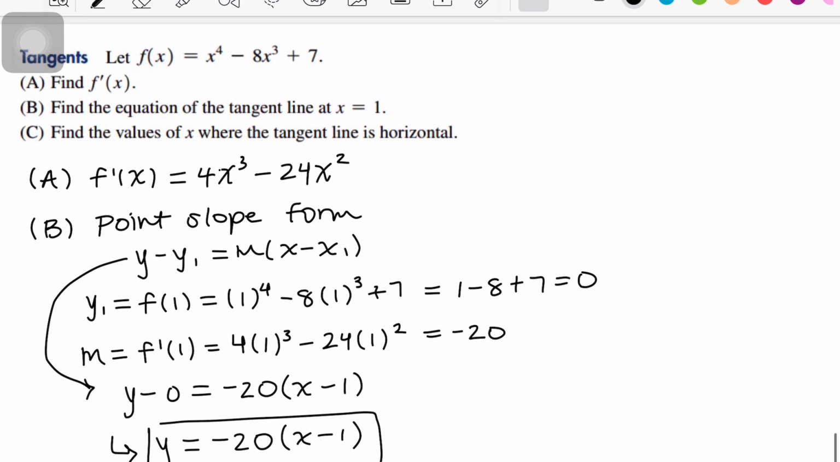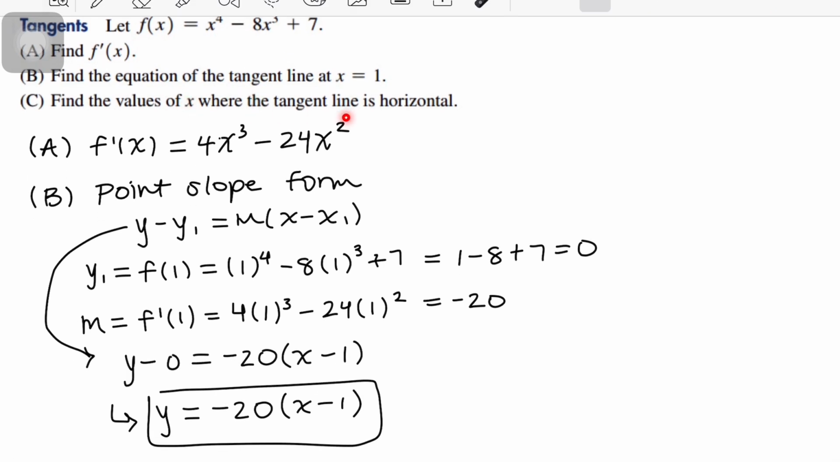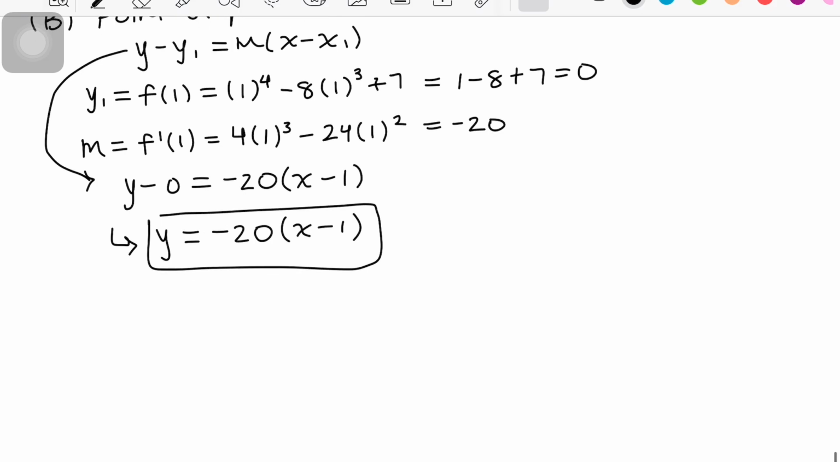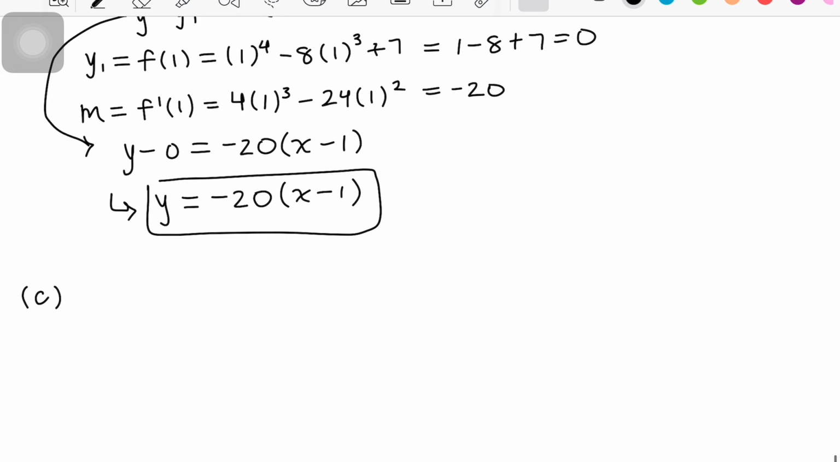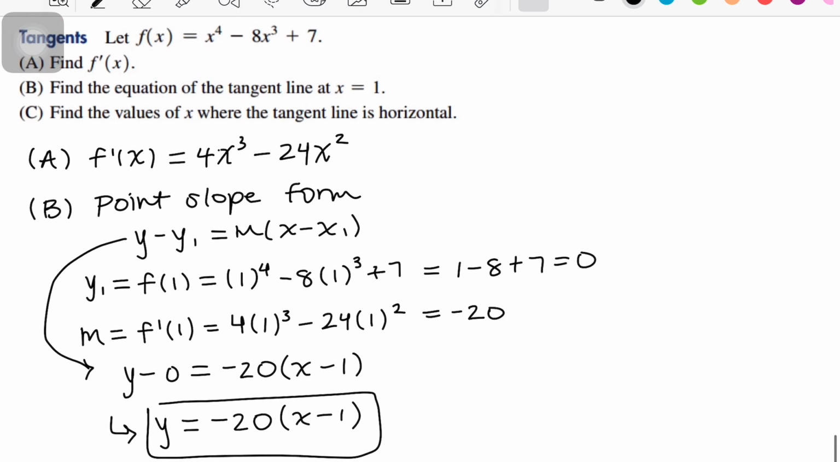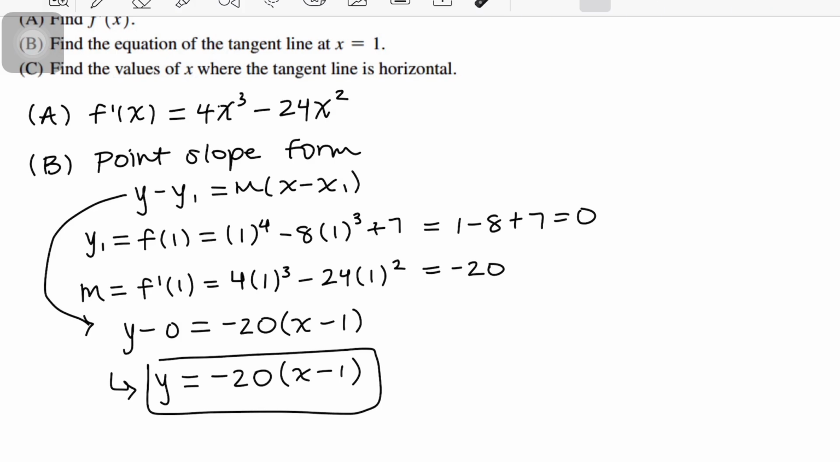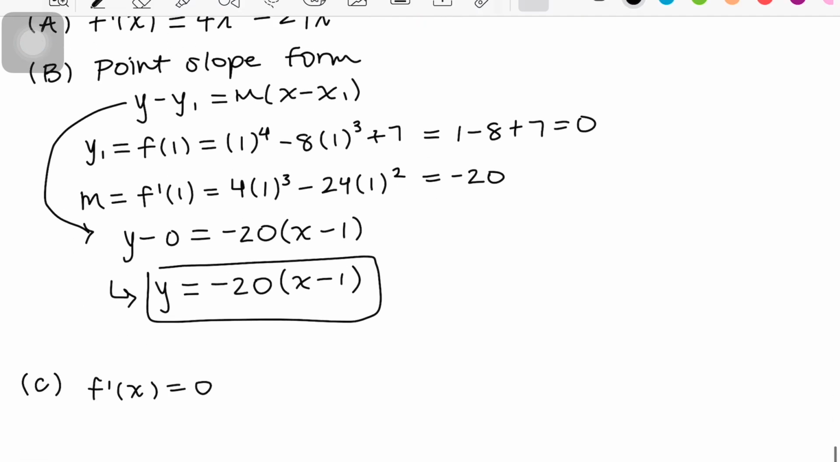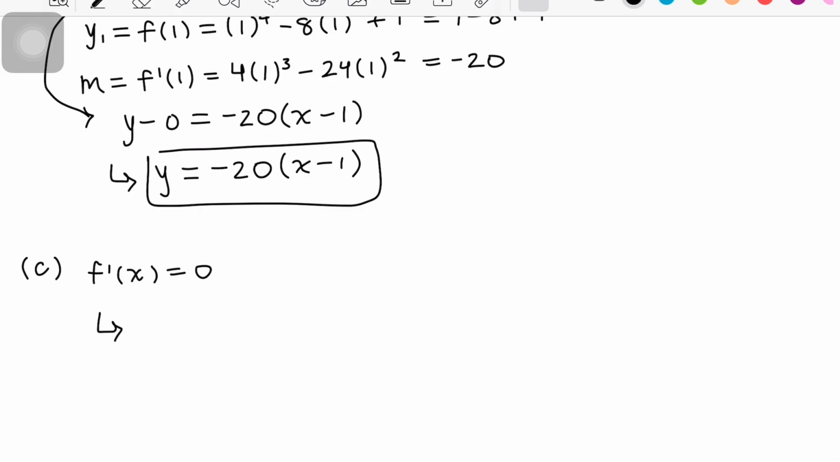And then lastly, we want to find the values of x where the tangent line will be horizontal. So we know that the tangent line will be horizontal when our derivative f prime of x is going to be equal to 0. Horizontal line implies our slope is 0. And we saw that in the beginning of this video. All right, so figuring out when our derivative will be equal to 0, we'll just set it equal to 0 and factor.